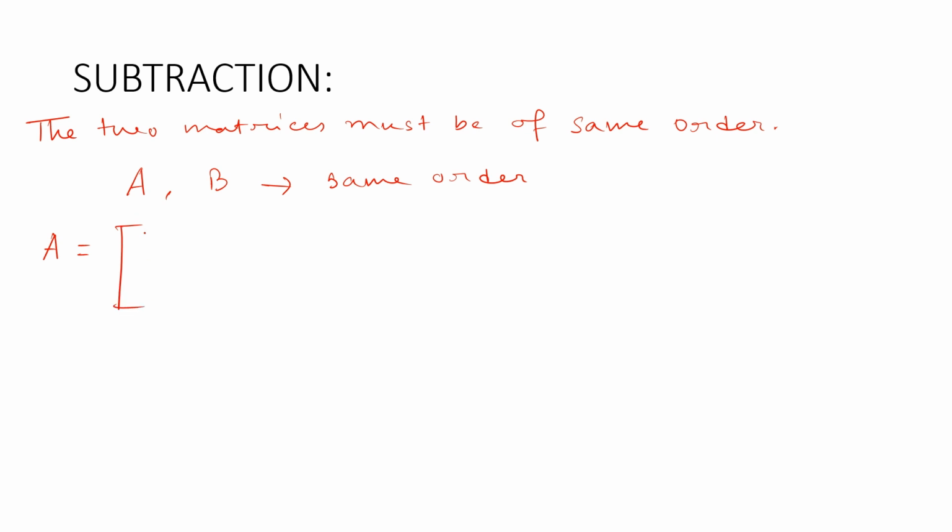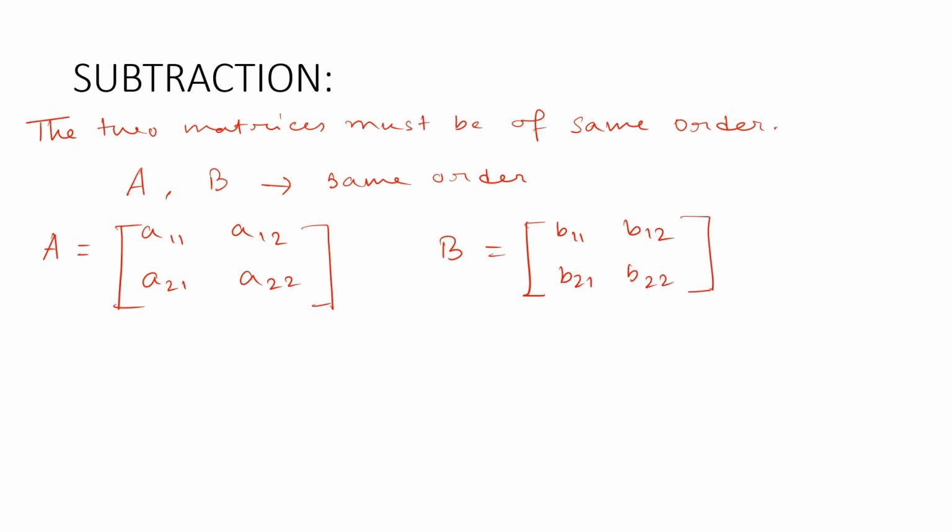So let us suppose we have two matrices. One is matrix A that has the elements A11, A12, A21 and A22, and we have another matrix B that has the elements B11, B12, B21 and B22, and we want to find the difference between them, that is A minus B. So we have to check the condition here. Both the matrices are of order 2 by 2, so they are of the same order. Hence, we can apply the subtraction operation on these two matrices.